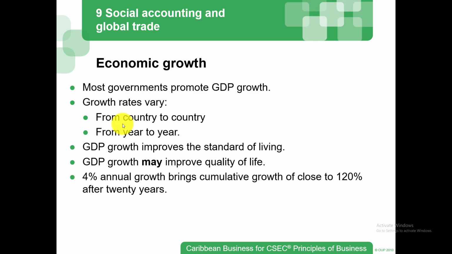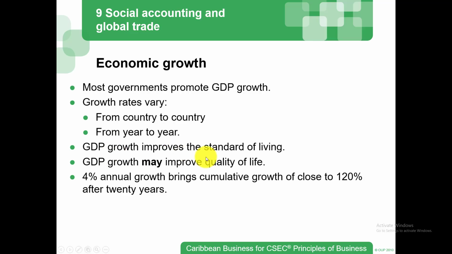Even if they earn $900 billion for a year, they're going to say that's economic growth, but it's negative growth. So if GDP falls from one year to the next, that's negative growth. If it increases, that's positive growth. But they still call it economic growth either way. So most governments promote GDP growth. Growth rates vary from country to country, from year to year. So something may be up, something may be down, depending on the year.